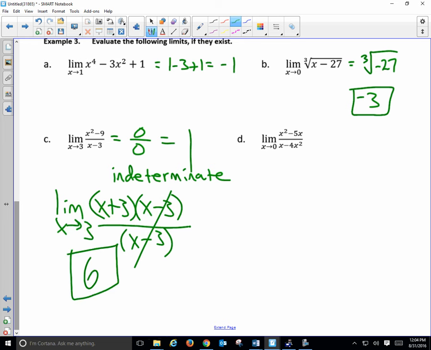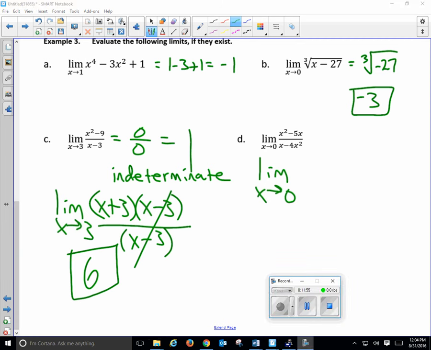All right, how about D? Can you plug in 0? If you did plug in 0, what would you get? 0 over 0, which we don't know what 0 over 0 is. Yeah, I'm going to rant for just 10 seconds here. All right, we're on the same page.